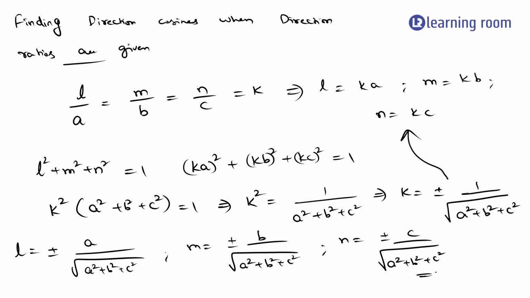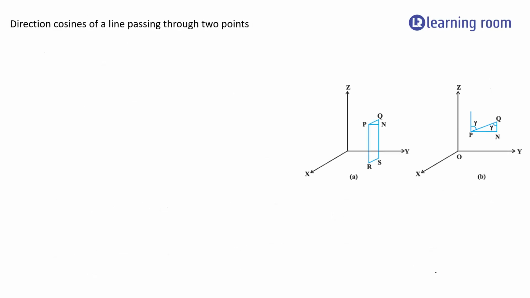Now, the last concept that we need to know before we proceed with the first exercise is direction cosines of a line passing through 2 points. Okay. So if there is a line that is passing through 2 given points, how are we going to find the direction cosines? From there, we will try to understand how to write the direction ratios as well.